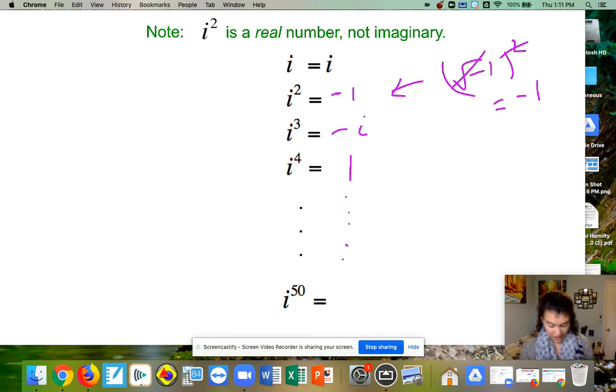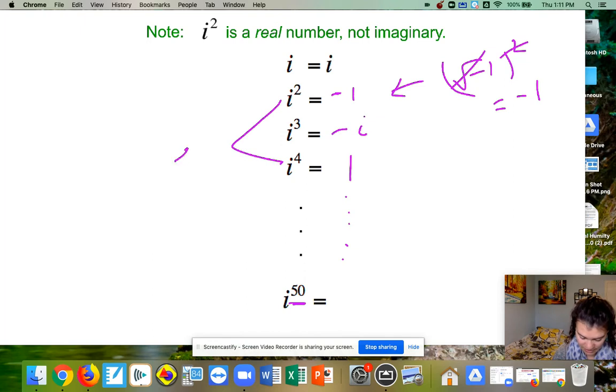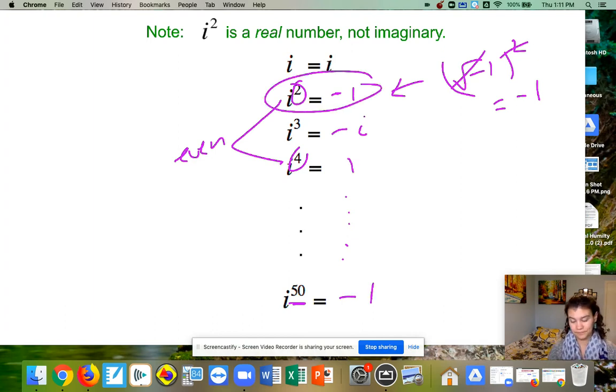And so if we have i to the 50, we can actually figure out what that is. So first off the bat, that's an even exponent. So it has to be one of these because these are the even ones. So you want to decide, is it a multiple of 4 or is it a multiple of 2? Well, 50 can't be divided by 4, so it can't be this one. But 50 can be divided by 2, so it has to go with this one up here. So we'll get -1.